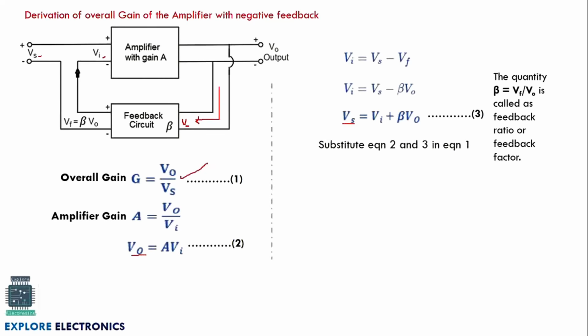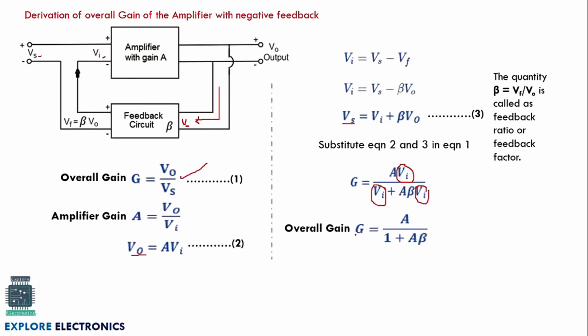If we substitute equation 2 and equation 3 in equation 1, it becomes G = A Vi / (Vi + A β Vi). In this expression, we can take Vi as common in the numerator and in the denominator. So if you take Vi as common, Vi gets cancelled, and the overall gain expression becomes A / (1 + Aβ). Now this is the overall gain of the circuit, including the negative feedback.